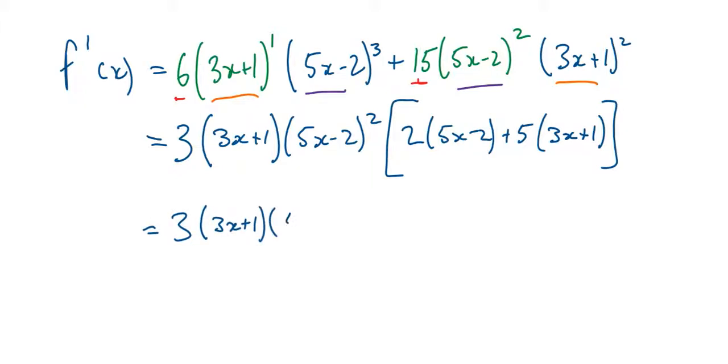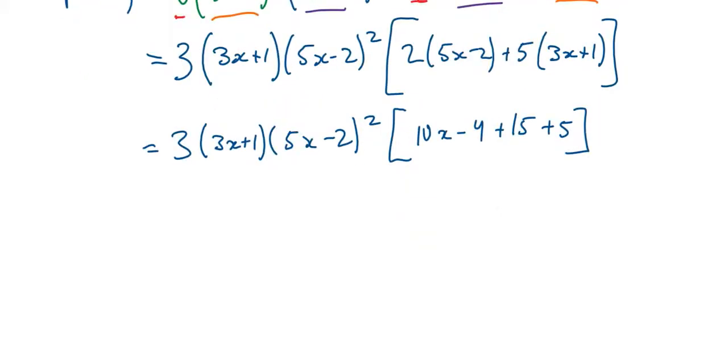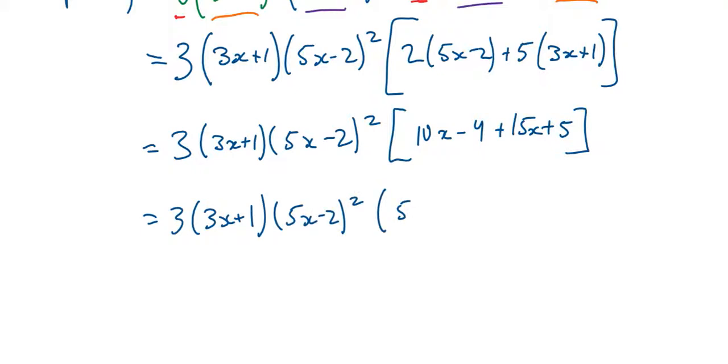Not done yet, because we can still finish up with this second bracket. So this is 10x minus 4 plus 15x plus 5. So I believe that's 25x plus 1. We good with that?